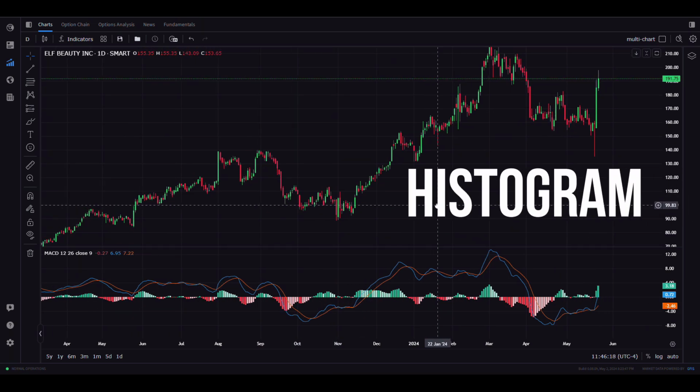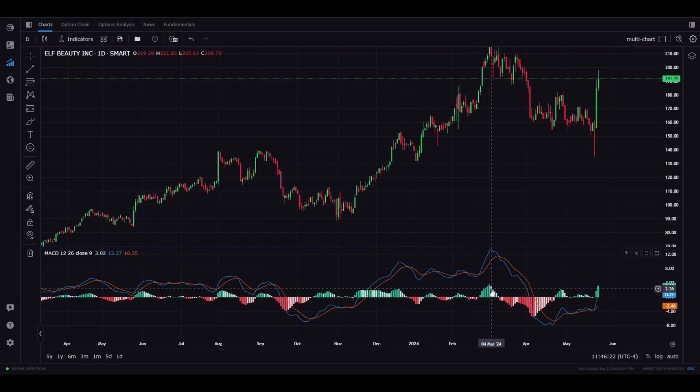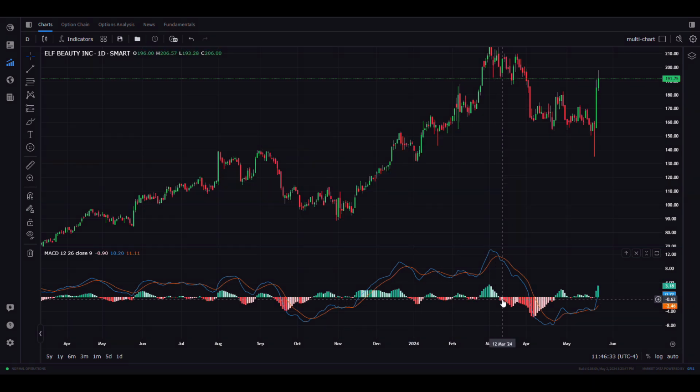There is also a component of the MACD called the histogram. The histogram's bars show the distance between the MACD line and the signal line. A rising histogram indicates increasing momentum, while a falling histogram suggests decreasing momentum. The histogram is plotted as bars above or below a central zero line, with positive values indicating that the MACD line is above the signal line, and negative values indicating that the MACD line is below the signal line.